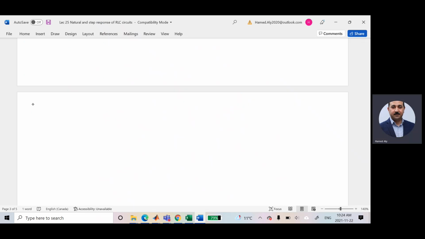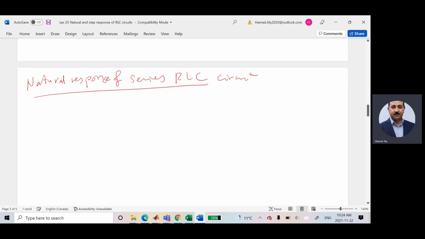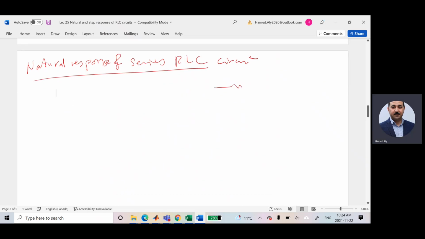So here, natural response, I'm sorry for that, of series RLC. Which is that circuit. This is C, this is L, and this is R, this is i of t. Let me put that here.